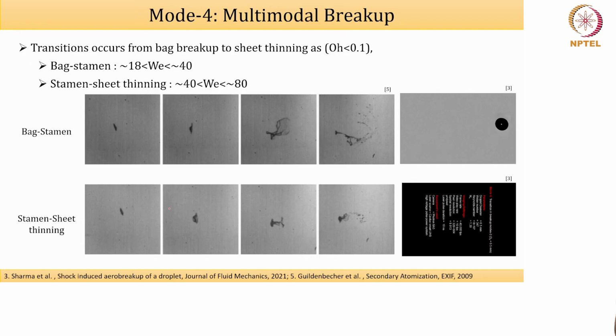Okay, but the transition from bag breakup to shear thinning breakup happens for low Ohnesorge number. We are talking about 0.1, because there we saw Ohnesorge number doesn't play a major role. So there the bag stamen breakup happens between Weber number 18 to 40, and stamen and sheet breakup starts to happen after 40 to about 80. These are once again rough numbers. Because they are Ohnesorge number independent, that means any type of fluid should be universal, and so forth.